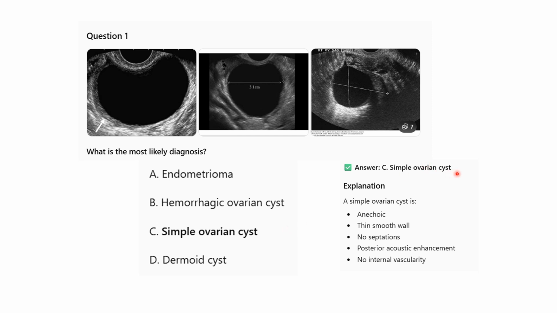Simple ovarian cyst. Explanation: a simple ovarian cyst is anechoic with thin smooth walls. Listen here, thin smooth walls, because if the walls are thick, it can also be a corpus luteum cyst. No septations, posterior acoustic enhancement, and no internal vascularity. So these are the characteristic features of a simple ovarian cyst. Those are the things that you have to look into before you just jump in and say this is a simple cyst.